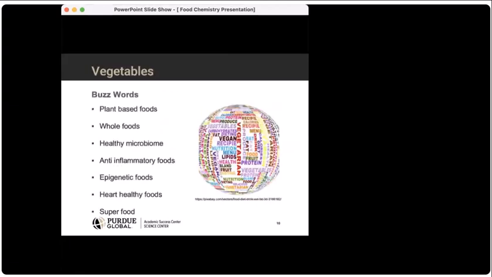Now, if we take a look at our healthy buzzwords, vegetables can easily fit into all of these. They're plant-based, they come from plants. They're whole foods if they're eaten raw without processing. They provide fiber that can improve an individual's gut microbiome. They contain phytochemicals, so they are anti-inflammatory foods. Some of the vegetables contain methionine or are part of the methionine SAM synthesis, so they can be called epigenetic foods. And certainly we can use the term superfoods because they truly are a superfood, as they are low in calorie with a high nutrient content.